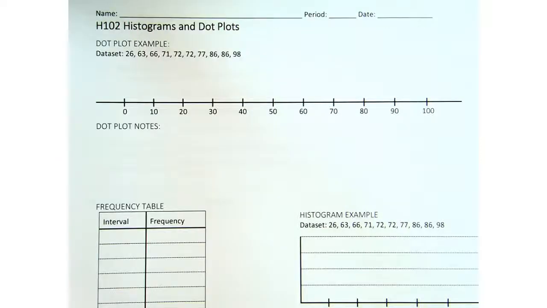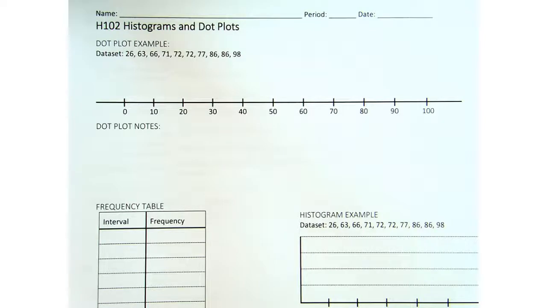Today's lesson is about histograms and dot plots. We will begin with dot plots. A dot plot is a very simple way of displaying all of your data from your data list. First, make a number line that includes all of the points in your data list. For each number, draw a dot.